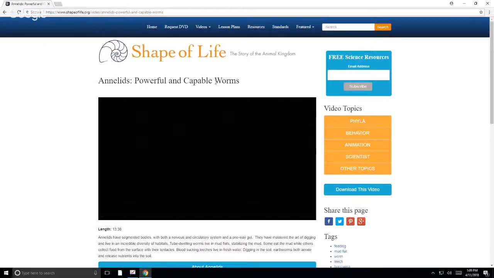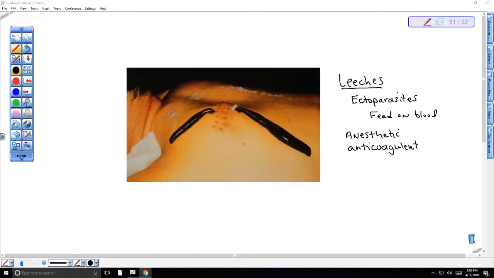Okay, so those tube worms that were in the mud flats, they actually help to stabilize the soil. So you could put that down as an example of another important function of the annelids: the stabilization of the soil. Anybody come up with another one? Besides that?